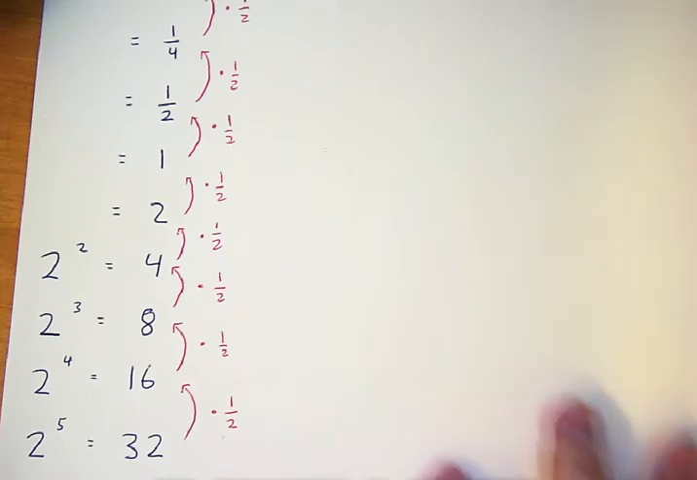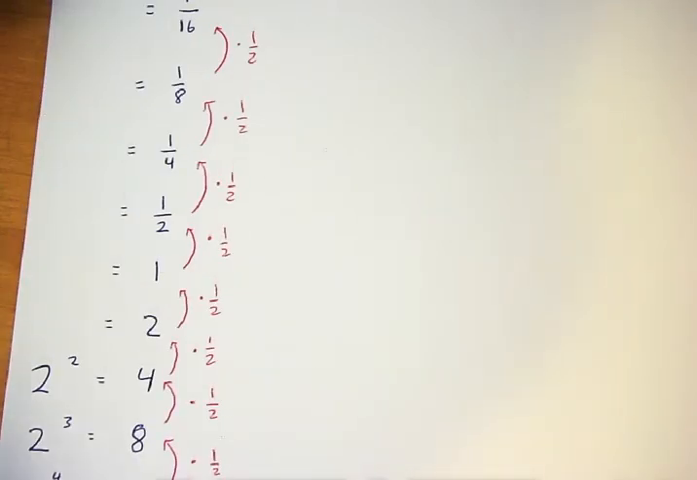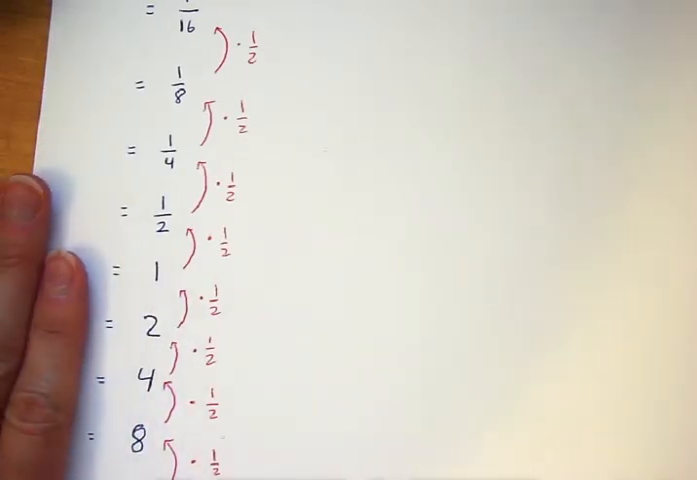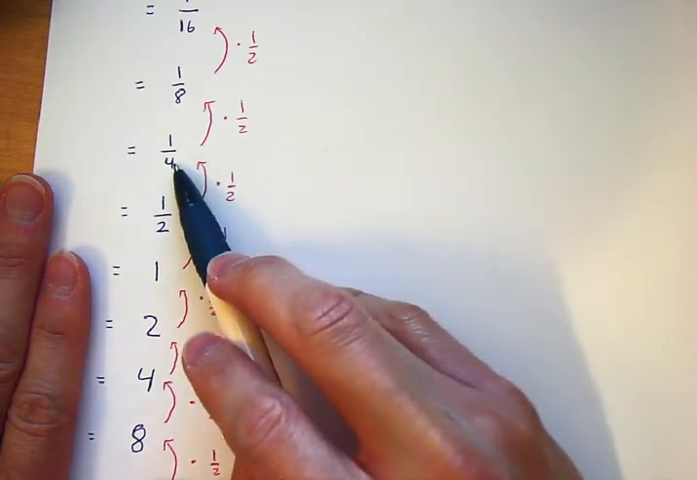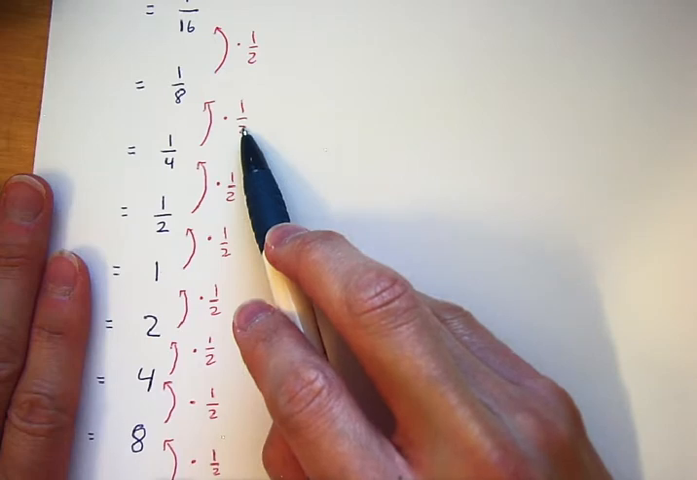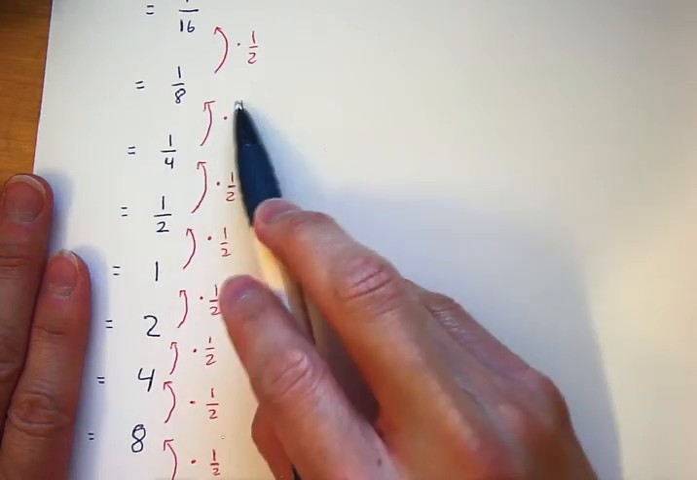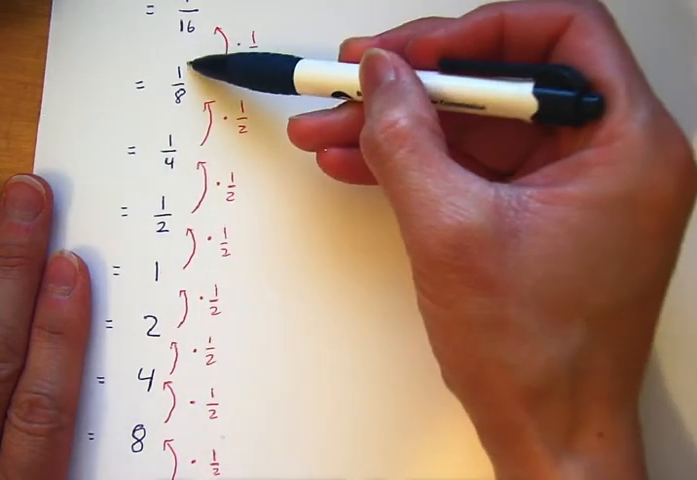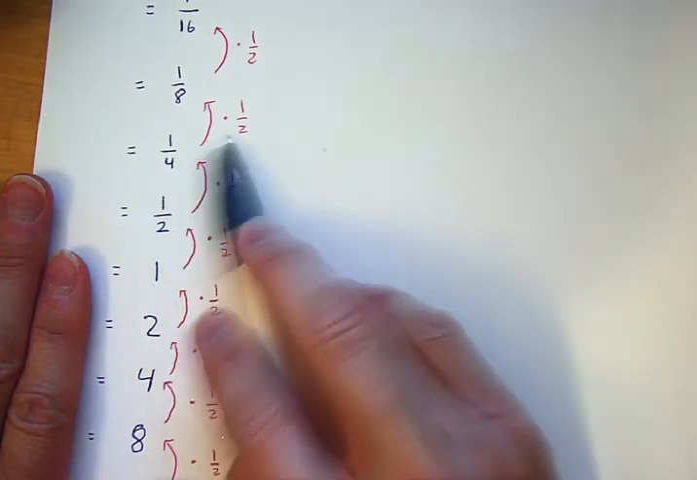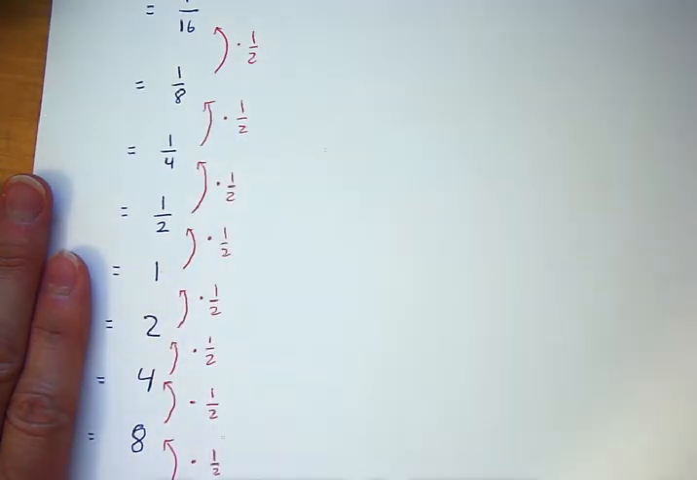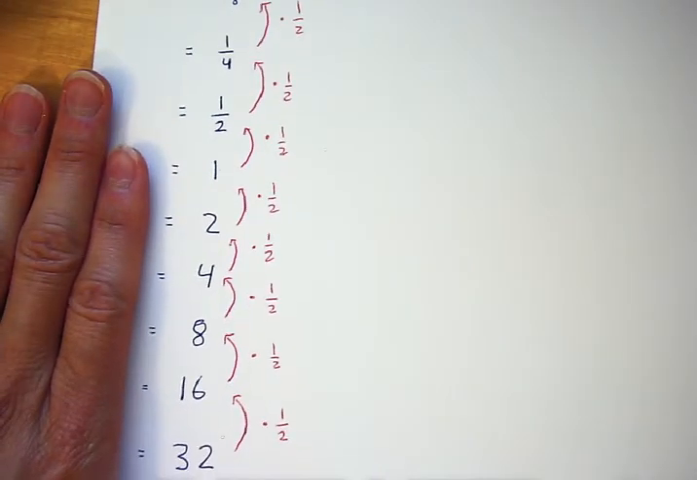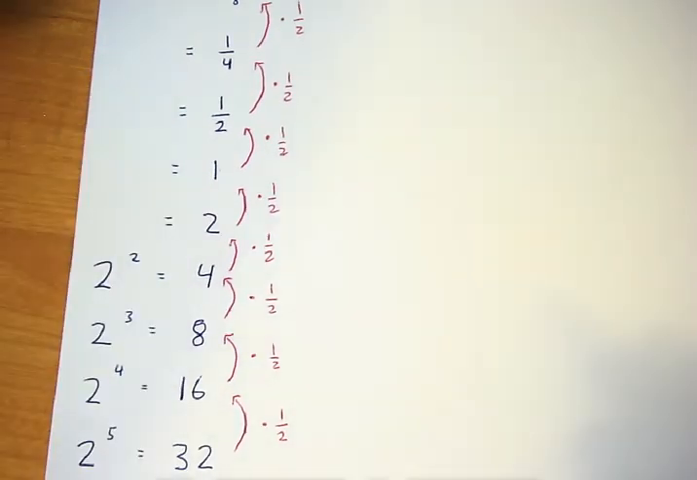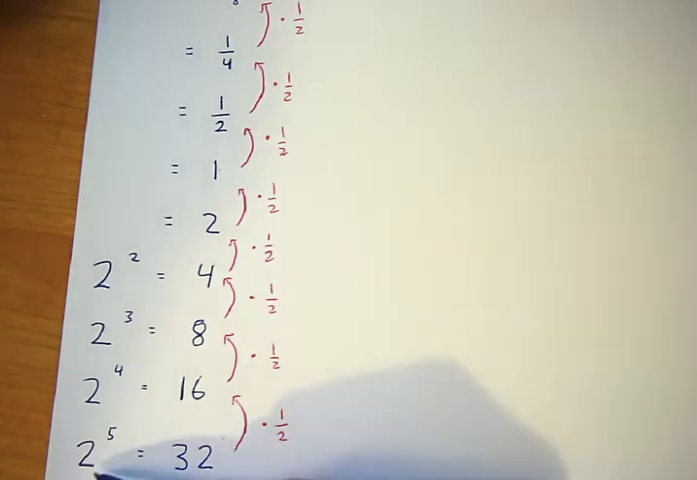For those of you who need a reminder on how to multiply fractions, if I was doing 1/4 times 1/2, you multiply the tops, 1 times 1. You multiply the bottoms, 4 times 2 is 8. Okay, so I used a pattern to figure out things on the right. Let's use that same sort of pattern here on the left.